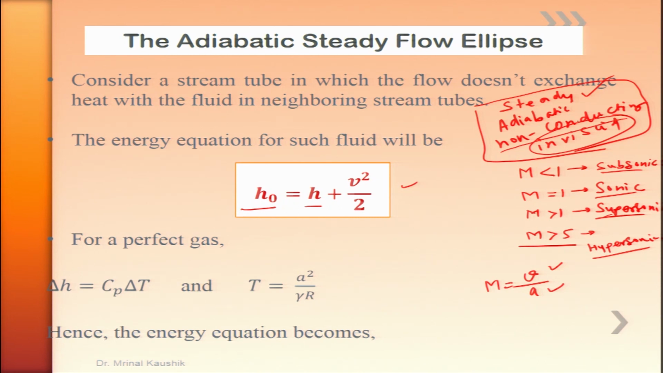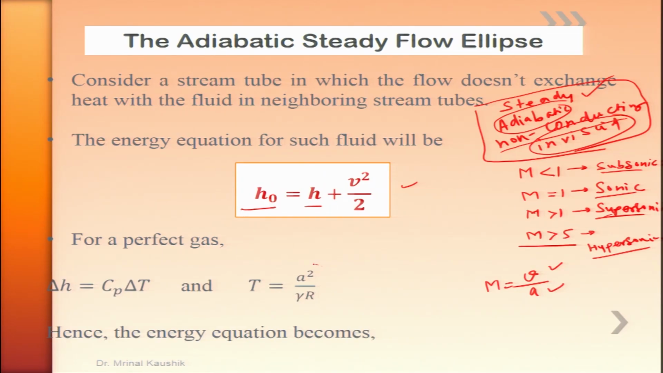One must be careful about the adiabatic and non-conducting. Adiabatic is the case where the boundary of the system is insulated, whereas non-conducting means the internal flow is not exchanging heat from one part to another part. That means there is no source or sink of heat present. Under these conditions, H naught equals H plus V square by 2 is utilized.